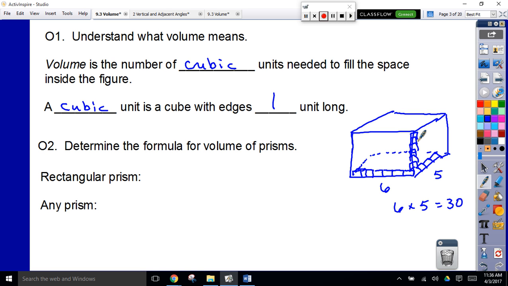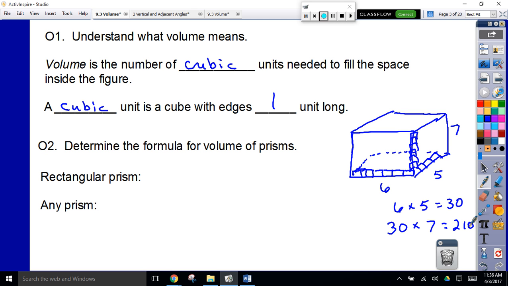okay, let's see how many I ended up with. 1, 2, 3, 4, 5, 6, 7. I have 7 cubes going upward. So if each layer has 30 cubes and I have 7 layers, how many cubes is that? 210. Good. We had to take our 30 and multiply times the number of layers to get 210 cubes. Obviously I'm not going to draw all 210. My drawing is too messy and it wouldn't look right anyhow.